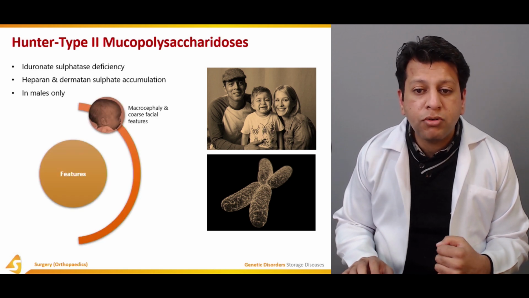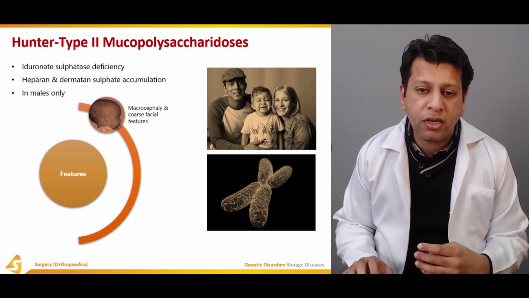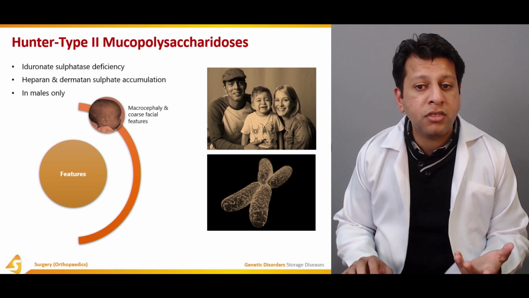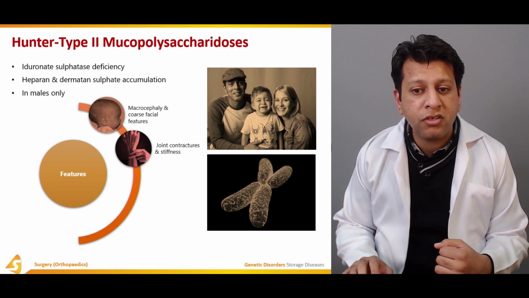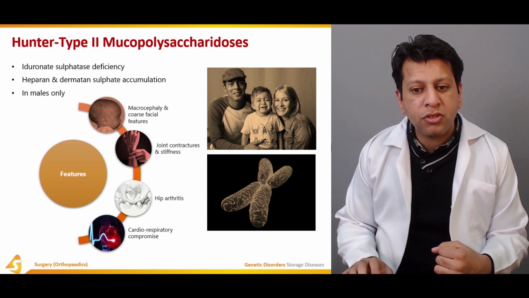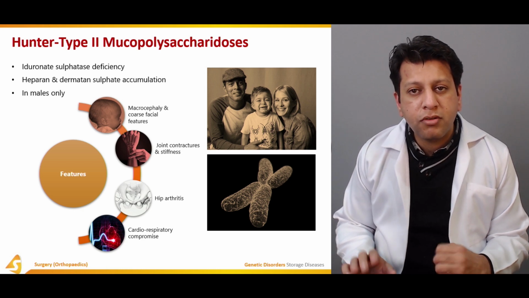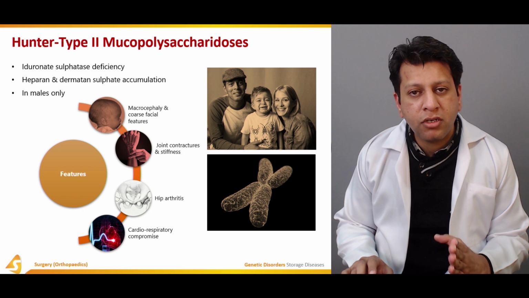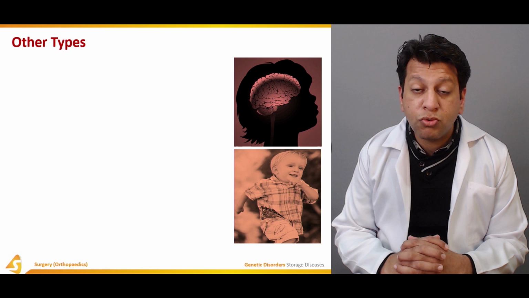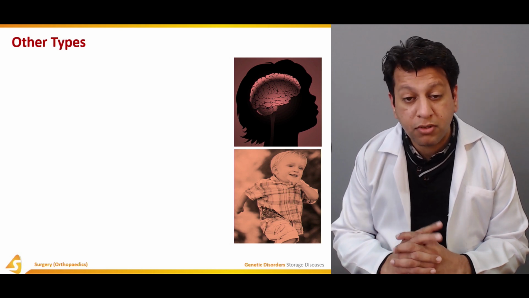Its features include some that mimic the other types, and some that are different from the other types as well. What mimics Hurler type 1 is macrocephaly and coarse facial features, joint contraction and stiffness, hip arthritis may be present as well, and cardiorespiratory compromise as well. But the diagnosis is actually made on the type of enzyme which is deficient. As I just told you, there is not only one or two types, there are three, four, five, and six types actually.